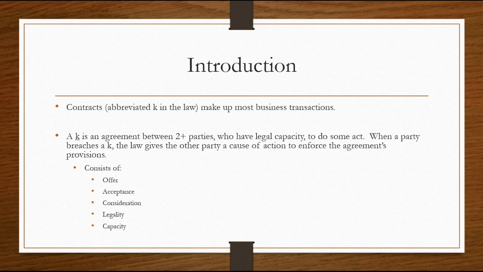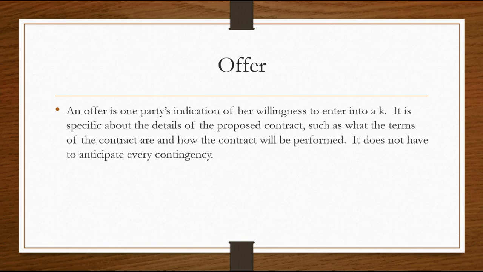All right, so you have to have several things in terms of making a contract. You have to have offer, acceptance, consideration, legality, and capacity. So we're going to talk about each of these in turn. But an offer is showing some sort of willingness to want to make a contract.